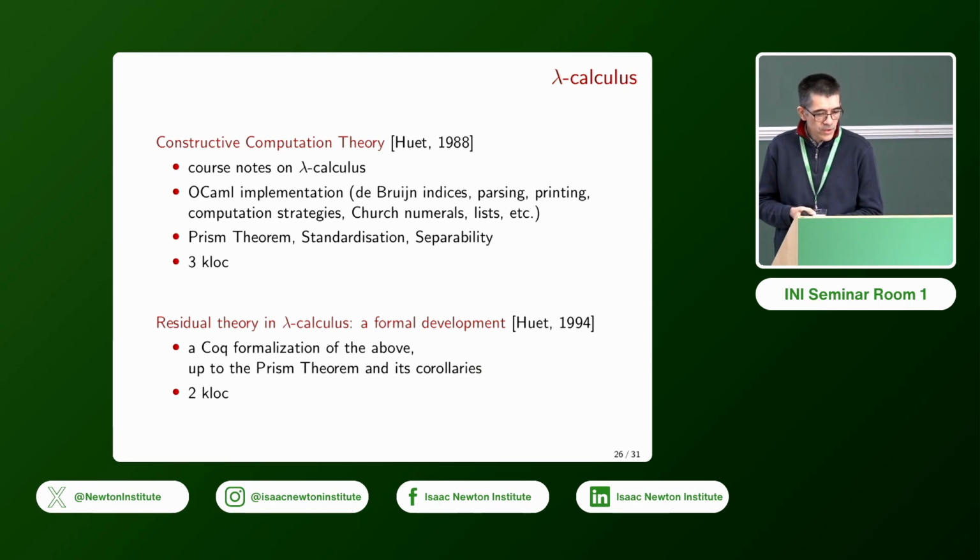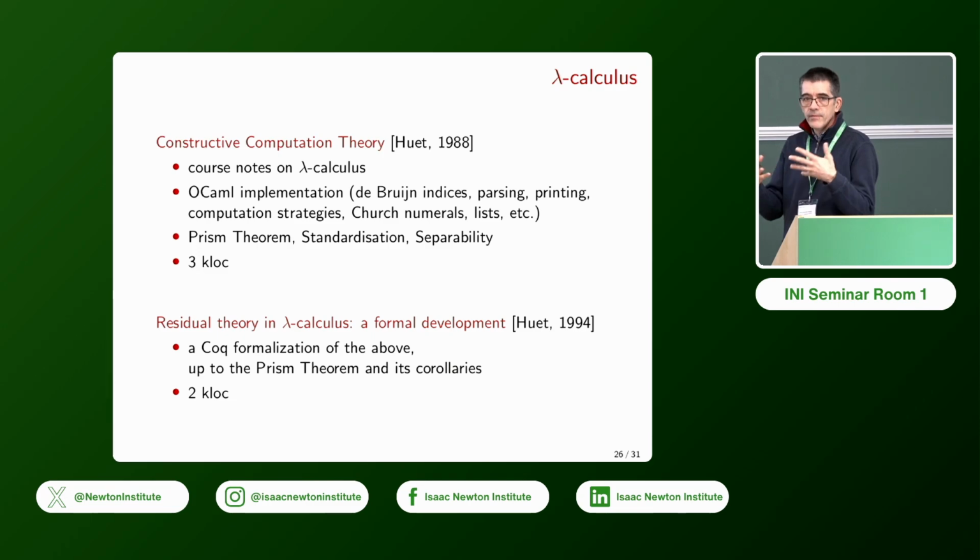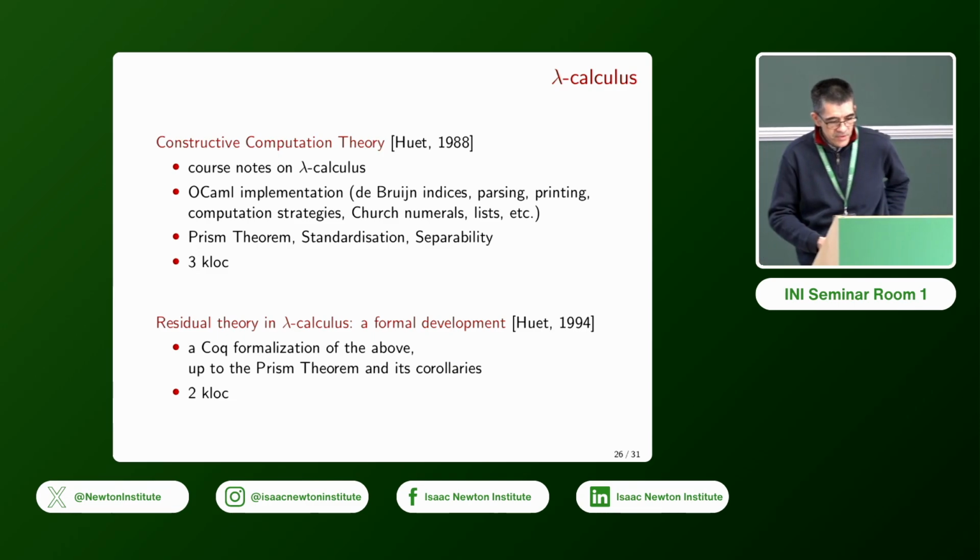But apart from that, this is a standard lambda calculus course, with the results up to the Prism theorem and Levy's cube and stuff like that. It's roughly 3,000 lines of OCaml code. A few years later, Gérard did the same using the Coq proof assistant. There is slightly less material in the Coq proof compared to the OCaml implementation, but it goes up to the Prism theorem and its corollaries like the Church-Rosser property and Levy's cube. So now it's defined and verified inside the Coq proof assistant.